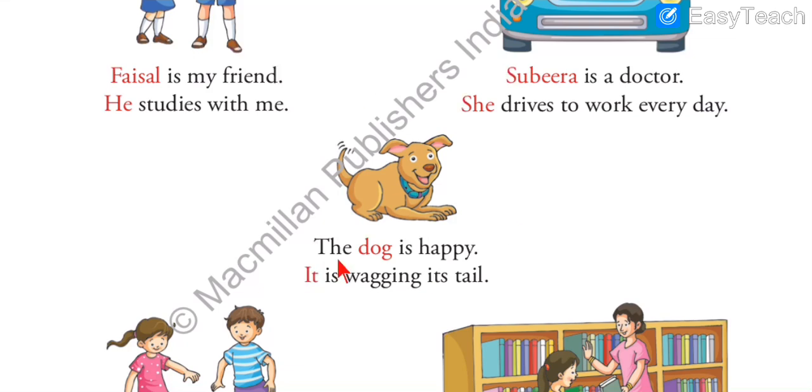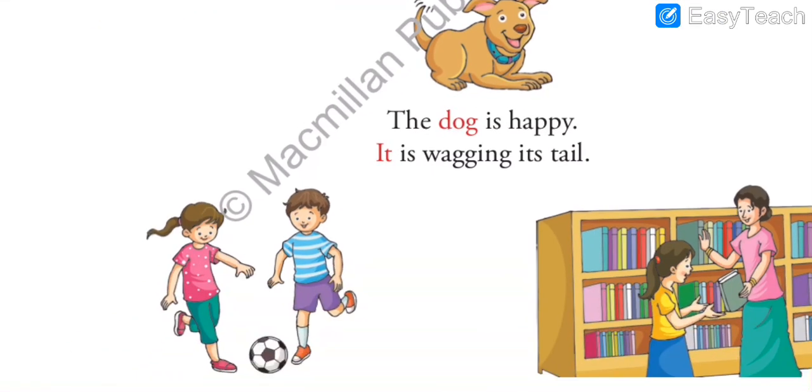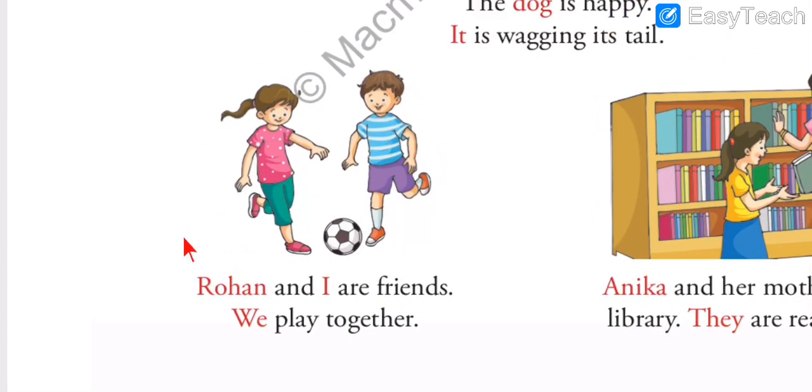And here is something very interesting, your all favorite pet. The dog is happy, it is wagging its tail. Now dog and it, the two words are highlighted. Similarly, let's read this. Rohan and I are friends. We play together. Now here Rohan, I, we, these three are highlighted. See, Rohan and I means students. I am not here. This is not my photo. Please, you all know me that I am not this much in height. I am very tall, isn't it? Okay. Anyways, jokes apart.